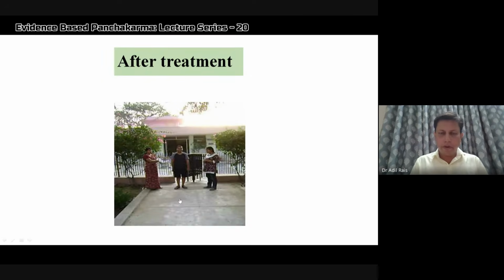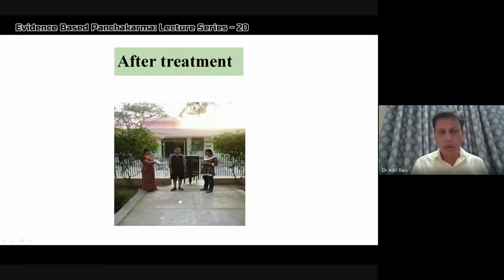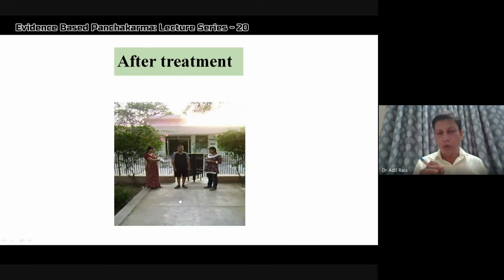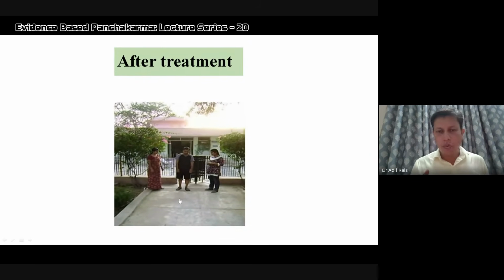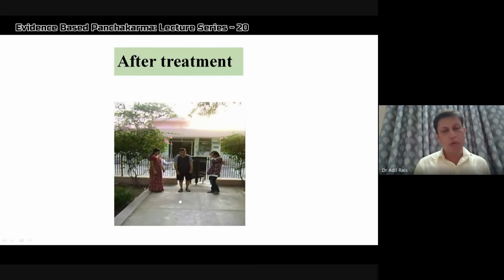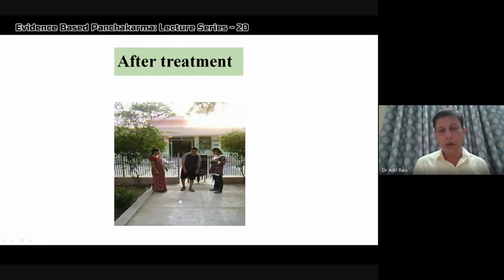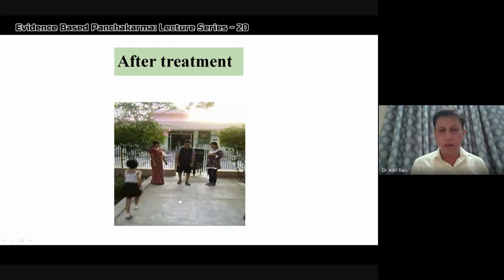Now, after the treatment, after Nasya, Basti, and Abhyanga, we asked him to walk. He was able to walk without support. However, it was very slow, but he was able to walk without any support, and this was a very beautiful achievement of the student.